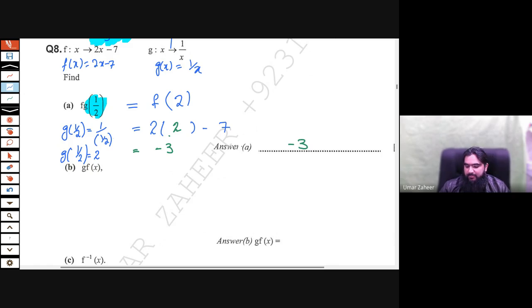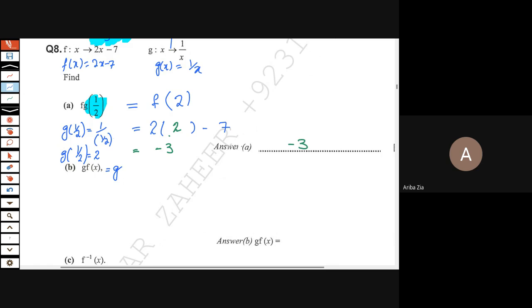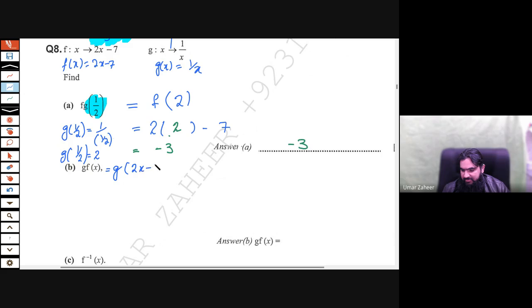Now in the next one, we have to find the composition. Yes, Ariba, tell me the first step. Yes, Daniel. Sir, we will substitute 2x minus 7 in g of x, 2x minus 7 at the place of f of x. Now the g function is 1 over x. So at the place of x, 2x minus 7. So the composite function is 1 divided by 2x minus 7.